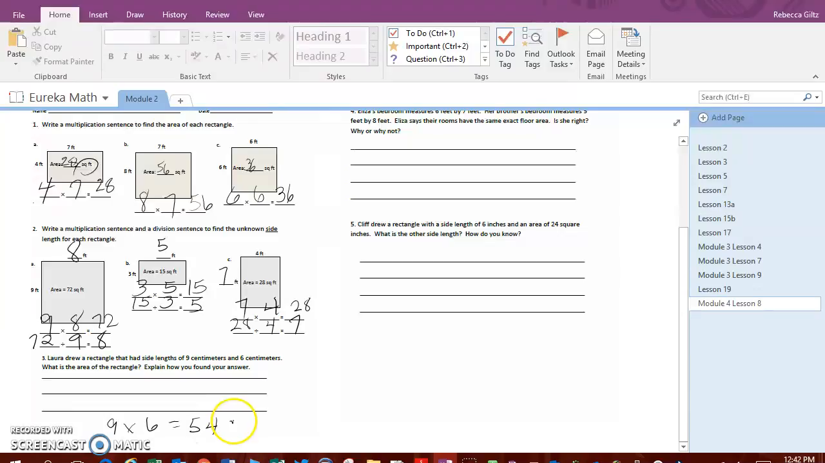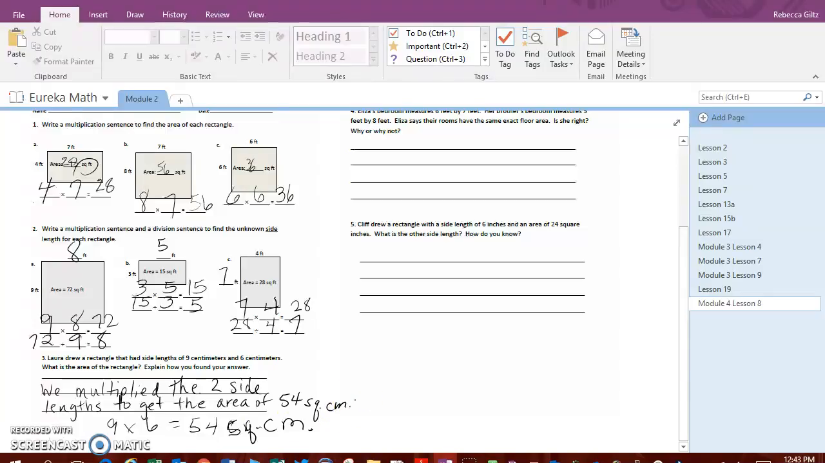So 54 centimeter. Oops. Oh, not even centimeters. Square centimeters. I have to get back in the habit. So how did we find our answer? Well, we multiplied the two side lengths to get the area of 54 square centimeters. Okay?